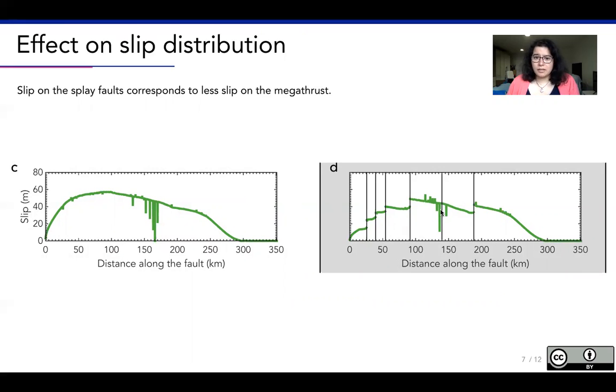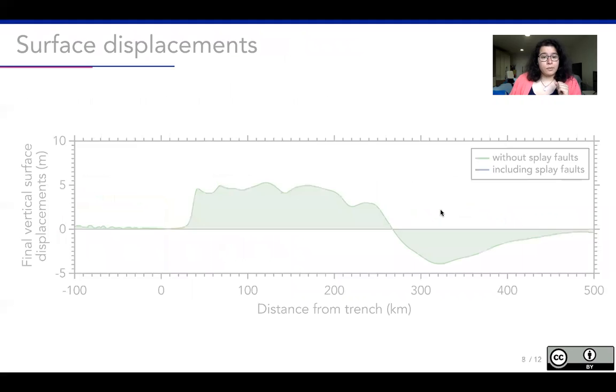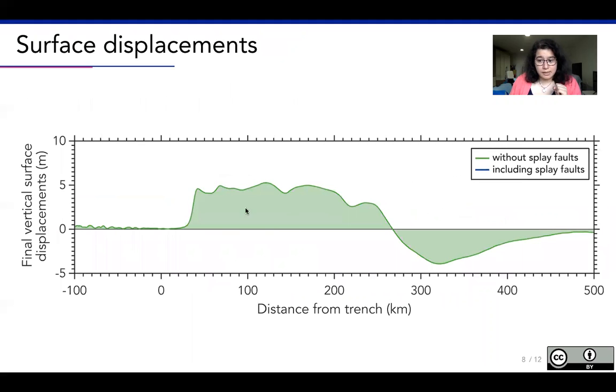But what is the effect on the surface displacements? Because this is what we're interested in if we want to say something about tsunamis. Well, we can have a look at the surface displacements. Here I first plot in green the final vertical surface displacements for the model without any splay faults. And as you can see, it's fairly uniform at around 5 meters.